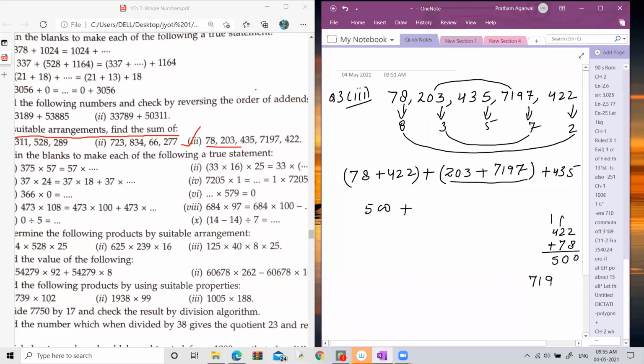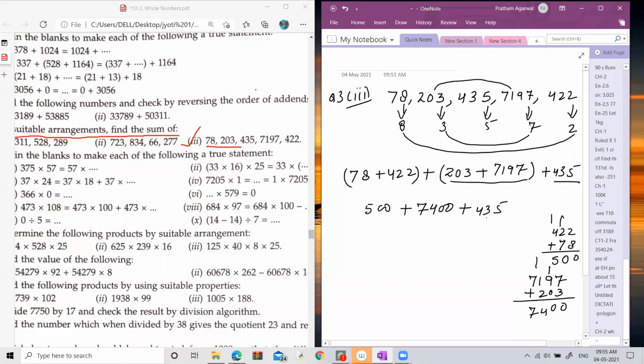Now find the sum of these two numbers in a rough column. 7,197 and 203. So 7 plus 3, that is 10. 9 plus 1, that is 10. Then 2 plus 1, that is 3, plus 4 is 7. So it is 7,400. Fine. Now write down the last number, which is 435.